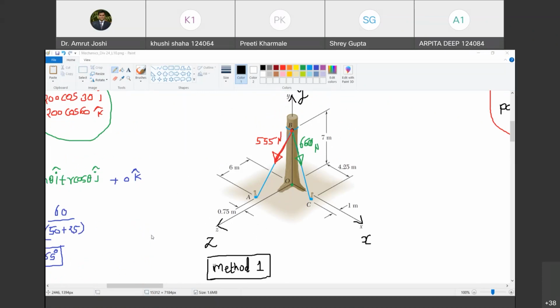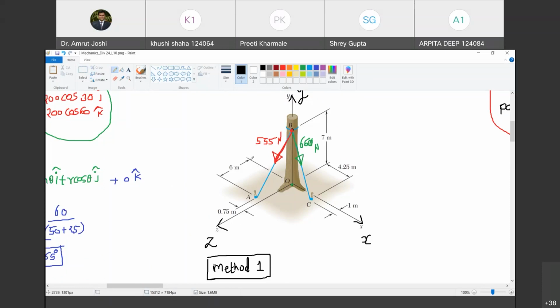7 meters. 0. How? 0. Because point A is situated in the xz plane passing through O. So therefore its y coordinate is 0. Are you with me? Yes, sir. I hope you have understood that.